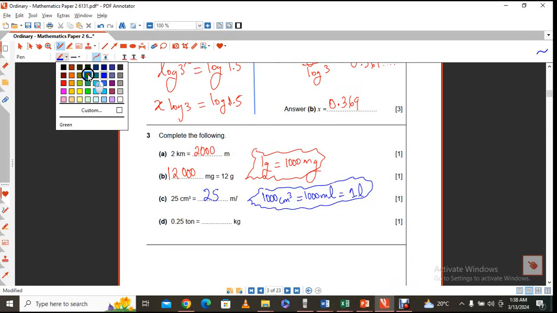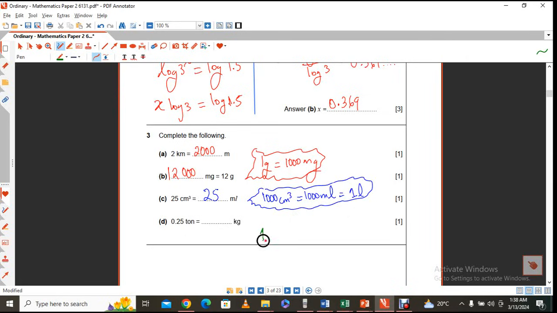Another important aspect you need to know is that 1 ton is equal to 1,000 kilograms. So that means you are going to multiply 0.25 with 1,000, and this answer is 250 kilograms.